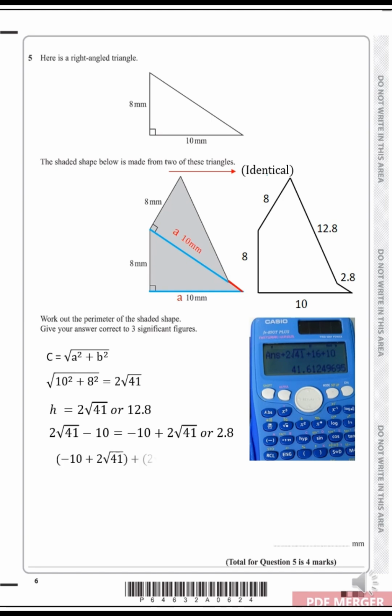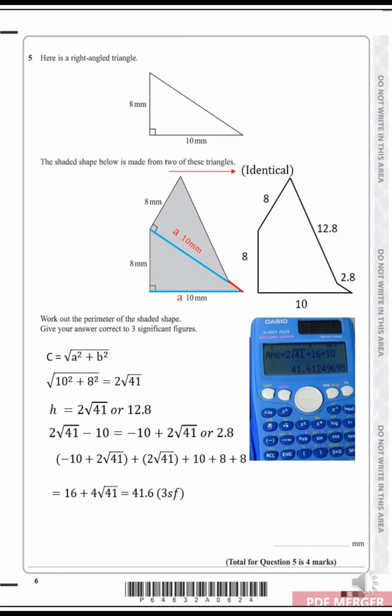Now all you need to do is just add them together. So minus 10 plus 2 root 41 plus 2 root 41 plus 10 plus 8 plus 8. In your calculator, this will give you 16 plus 4 root 41.